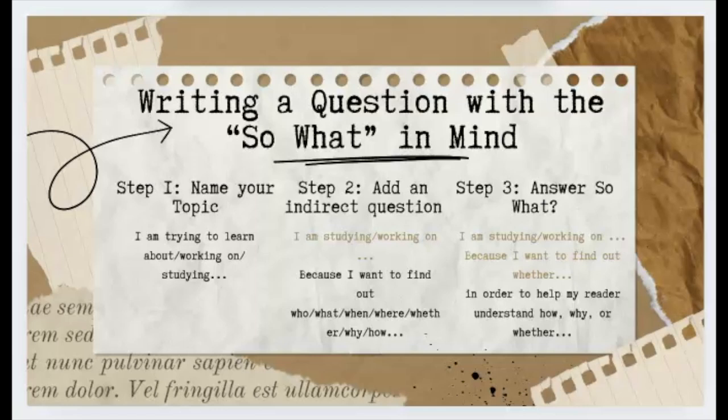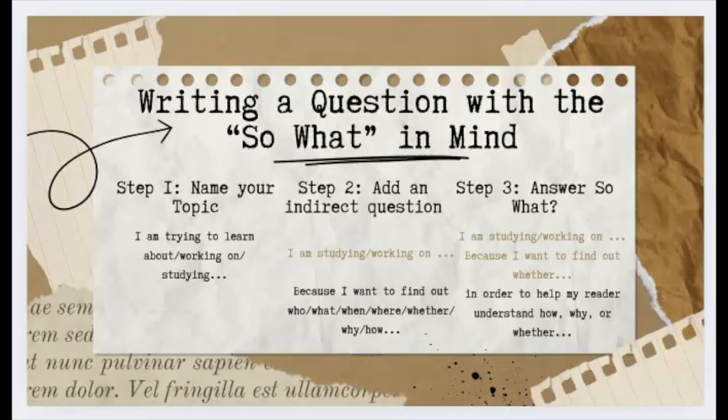Then we would go to step 2 and add an indirect question. So notice that with each step, I am going to kind of fade out the previous step and bold the current step, just so that you see kind of the whole process, but hopefully it draws your attention to the next step. So for this part, you would answer, because I want to find out who or what or where or whether or why or how. And then for step 3, it's going to answer that so what question that we kind of started with. So in order to help my reader understand how or why or whether.